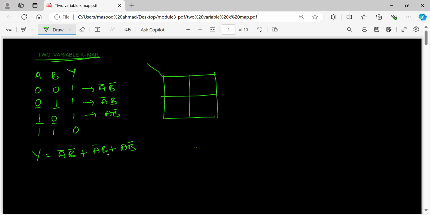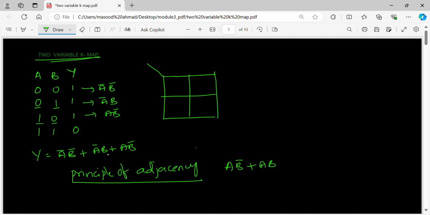What is the principle of adjacency? If you have A B bar plus A B, I can take A common, and it is B bar plus B. Now it results in A, where I am able to eliminate, or cancel, B. So let's take A as MSB and B as LSB. 0 0 is 0, 0 1 is 1, 1 0 is 2, 1 1 is 3. This is one way of representation.